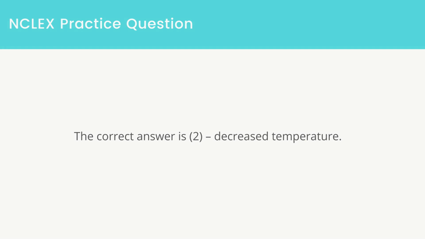The correct answer is 2. Decreased temperature. Myxedema is a term generally used to denote severe hypothyroidism. Myxedema is also used to describe the dermatologic changes that occur in hypothyroidism and occasionally hyperthyroidism. Simply, symptoms will be slow and low.